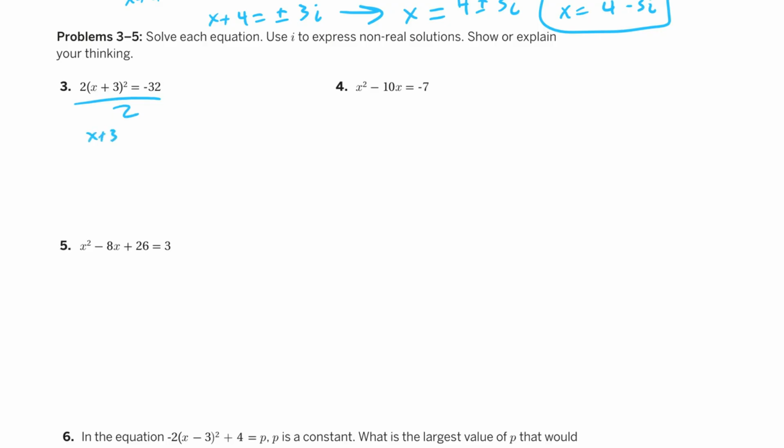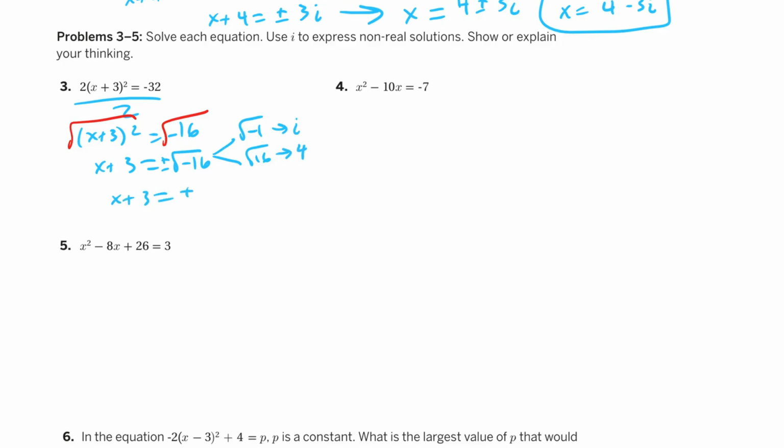me (x + 3)² = -16. Then I take the square root of both sides, which gives me x + 3 equals plus or minus the square root of -16. And now this is the last time I'm going to do this. I'm going to split this up to show that that's -1 times the square root of 16, which becomes i, and this becomes 4. So we get x + 3 equals plus or minus 4i.